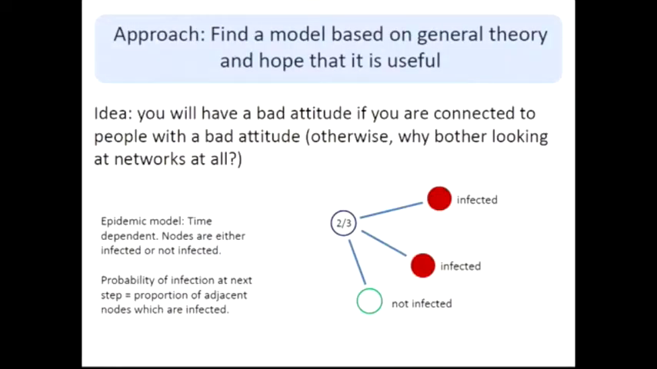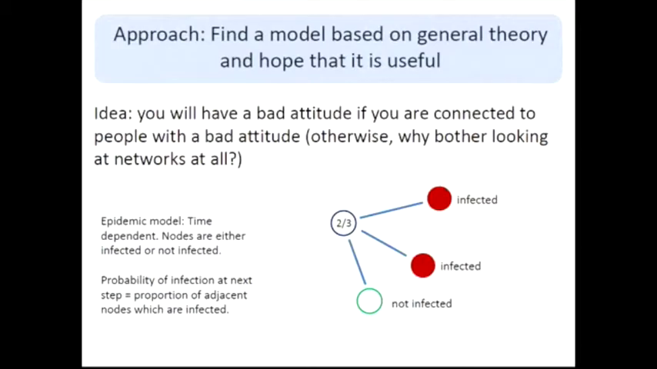My approach, rather than using the data, because I didn't have very much, was to build a model based on general theory, and then give it to the client and see whether it was useful. Because we have a network here, it must be expected that your attitude is somehow related to the attitudes of the people to whom you're connected. So we want to use that in some way.